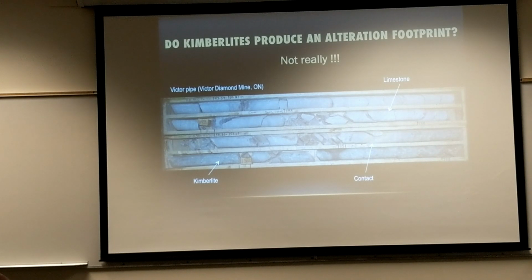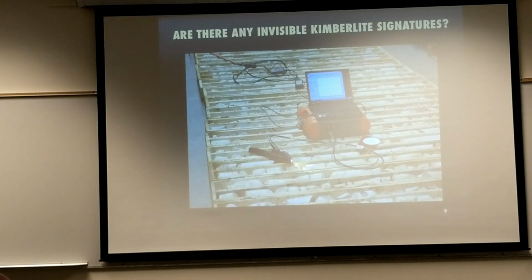That doesn't mean there aren't kimberlites that have affected the crustal rocks around them, so that they're brecciated, or that there aren't indicators that the kimberlite is there. But once you get into solid crustal rock, can you look at it and say that there's a kimberlite nearby? There aren't any actual indicator minerals or alteration minerals that will tell you that. So what we were looking for in this project was, is there an invisible kimberlite signature? Something a bit more subtle than visible mineralogical change.